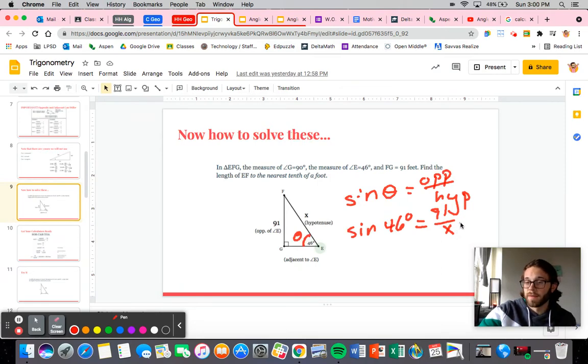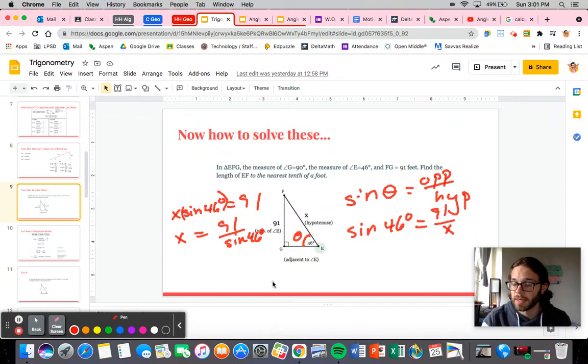Now, since I have to solve for x, I've got to get x equals something. So let me multiply both sides by x. I would get x times sine of 46 degrees is equal to 91. Now, again, sine of 46 is a number. It's its own thing. So I'm going to divide both sides by that. And we get x is equal to 91 over sine of 46 degrees. Now, you're probably looking at that and going, well, I don't know what that is. That doesn't help me. All I know is that it's going to be bigger than 91.